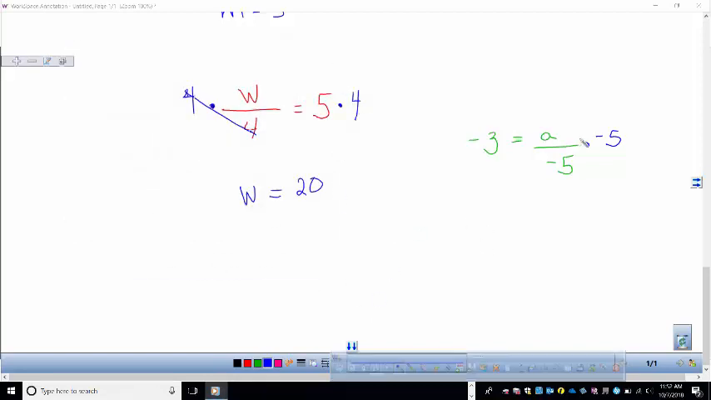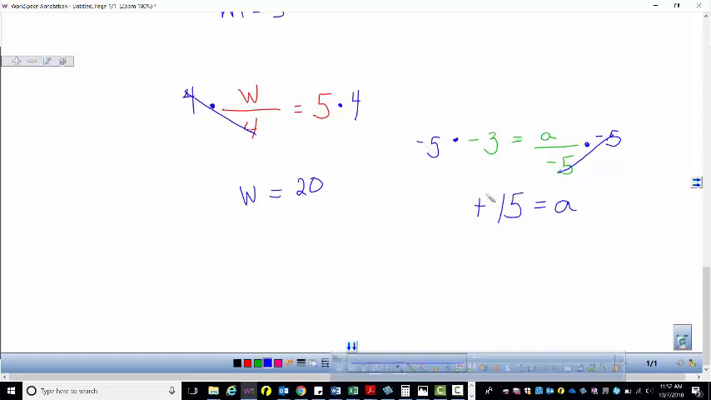Okay, so I'm going to multiply by -5, and I'm going to multiply this side by -5. So -5 and -5, one on top, one on the bottom, they cancel. So I have a equals, and here I have two negatives, so it's going to be positive 5 times 3, 15, which when it's positive, I really don't need this symbol.